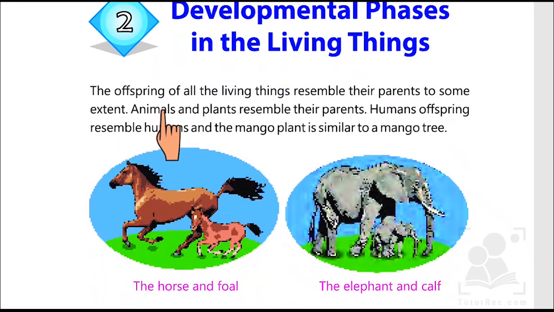The offspring of all living things resemble their parents to some extent. Animals and plants resemble their parents. Humans' offspring resemble humans, and the mango plant is similar to a mango tree.